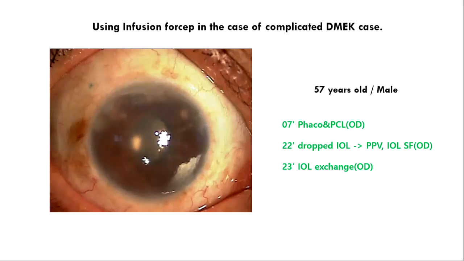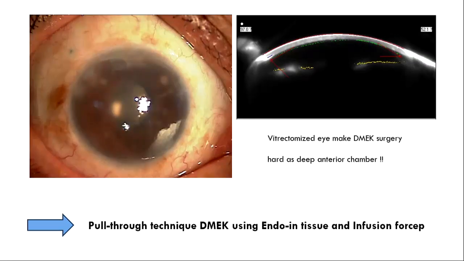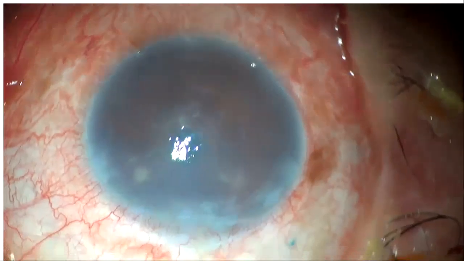We used the infusion forceps for complicated DMEK in a previously vitrectomized eye. In vitrectomized cases like this case, achieving a stable anterior chamber can be challenging, making DMEK difficult. However, the use of this pull-through technique with the endothelial tissue and the infusion forceps enables the successful execution of the DMEK surgery.